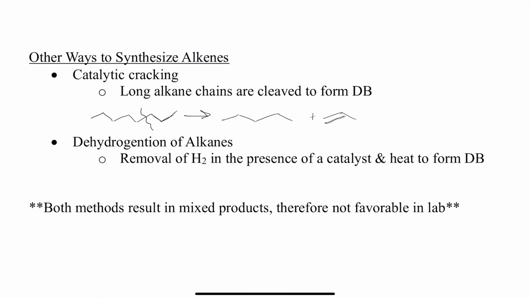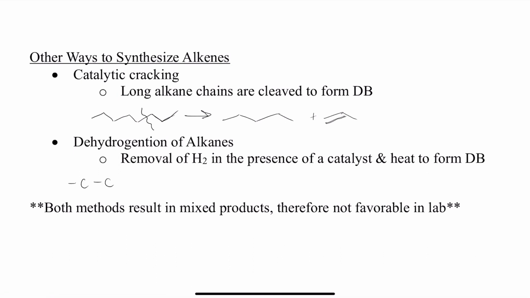However, the overall mechanism just kind of looks like this. Essentially, here are your two hydrogens. And in the presence of a catalyst, I put platinum, and heat, you'll create an alkene, and you'll have your hydrogen as your side product. That's just an overview. Again, for catalytic cracking and dehydrogenation of alkanes, you don't really need to know the mechanism. Just know the general idea. Know these are other methods that can be used to create alkenes. However, they are not very favored in the lab just because of the big mixture of products.